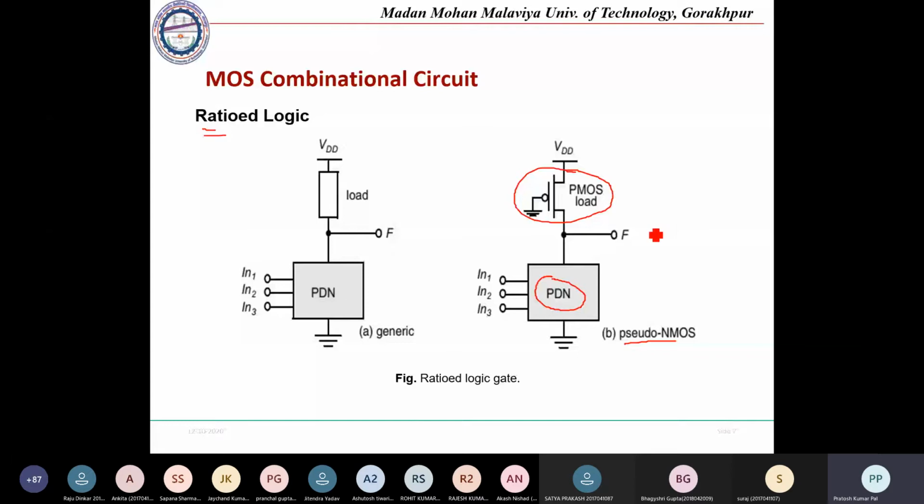In case of pseudo PMOS logic, the pull-up network will be there, and an NMOS transistor will be used as the pull-down network. So this logic is called pseudo PMOS logic. In that case, to make this transistor be on, we will be connecting it to ground. So it will be a pseudo PMOS logic.